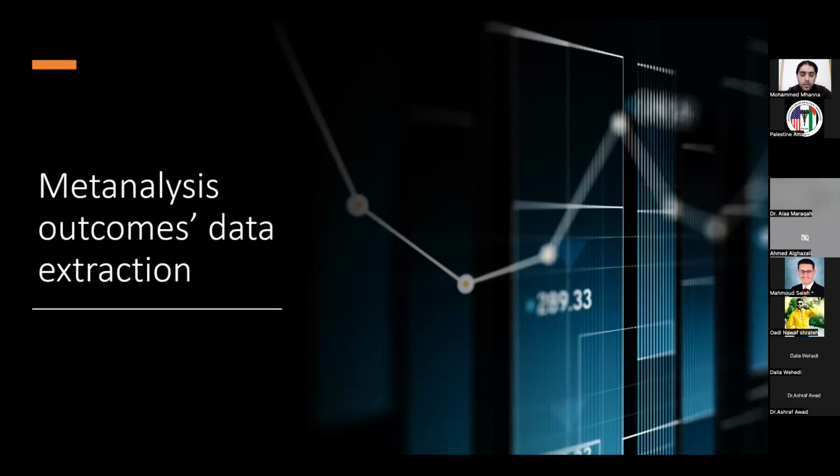Okay, so now we are done with the baseline characteristics extraction, table 1. We learned how to combine the baseline characteristics to compare them between the two groups of your population. And we are done with the quality assessment of your included studies. Now it's time for the analysis part of the meta-analysis, so it's time for data extraction for your outcomes.